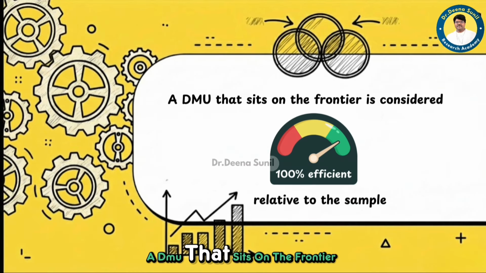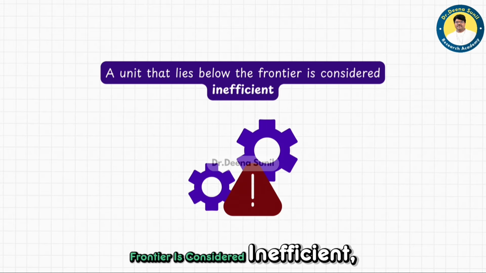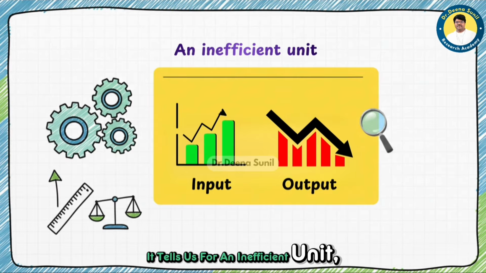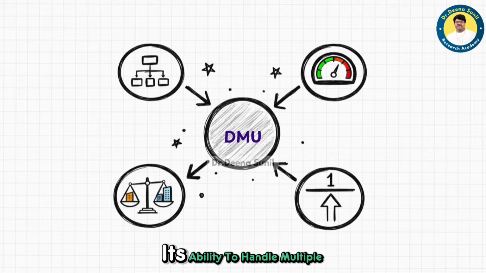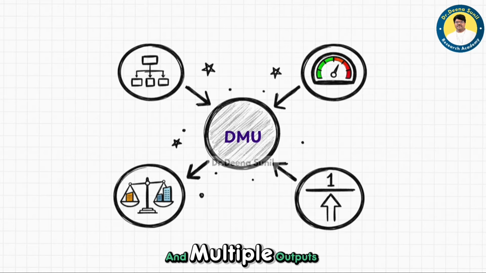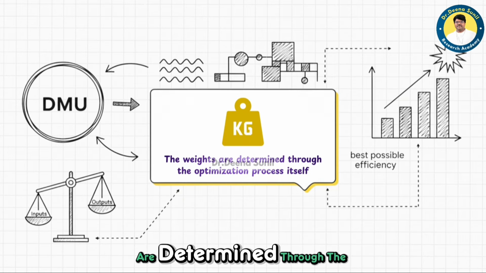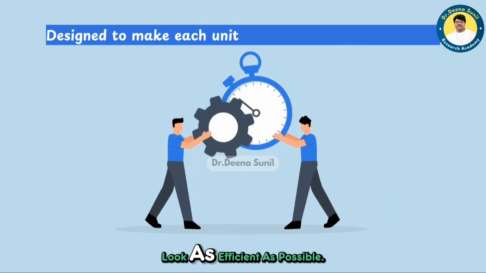A DMU that sits on the frontier is considered 100% efficient relative to the sample. A unit that lies below the frontier is considered inefficient, and DEA quantifies this inefficiency. It tells us, for an inefficient unit, how much its inputs could be reduced or its outputs increased to become a peer of the most efficient units. DEA's popularity stems from its ability to handle multiple inputs and multiple outputs simultaneously without requiring weights to be assigned a priori. Weights are determined through the optimization process itself, designed to make each unit look as efficient as possible.